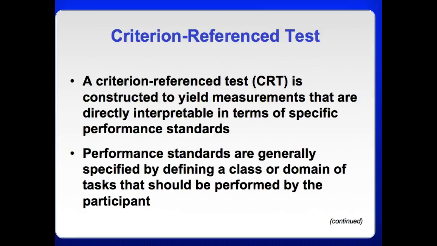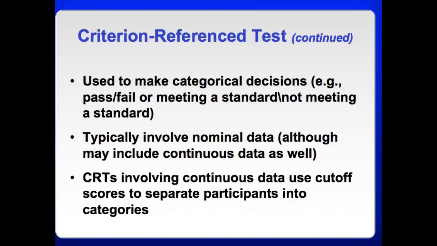Criterion reference test. A criterion reference test, a CRT, is constructed to yield measurements that are directly interpretable in terms of specific performance standards. Performance standards are generally specified by defining a class or domain of tests that should be performed by the participant. Used to make categorical decisions, for example pass, fail, or meeting a standard, not meeting a standard, it typically involves nominal data, although it may include continuous data as well, and CRTs involving continuous data use cutoff scores to separate participants into categories.